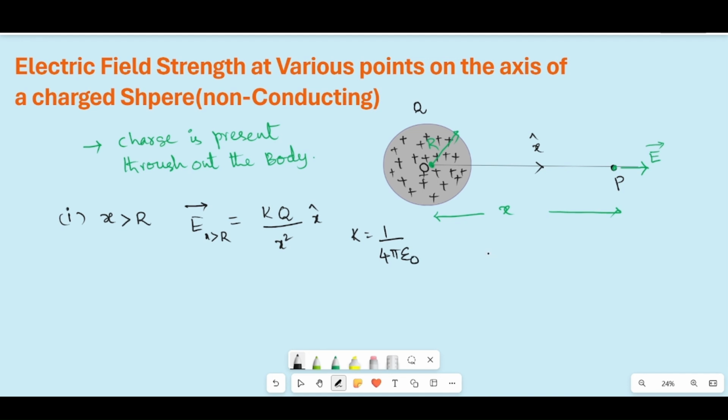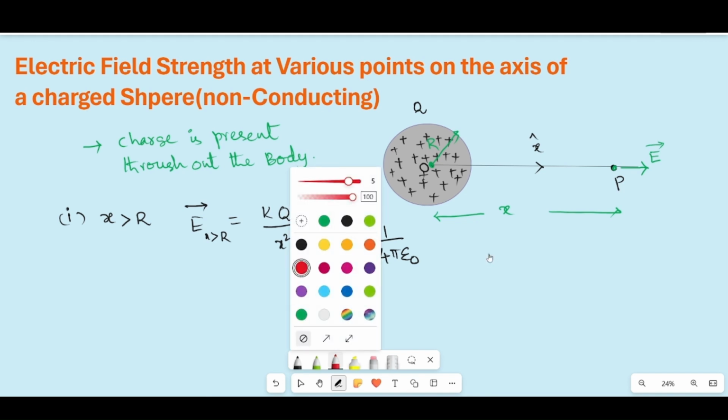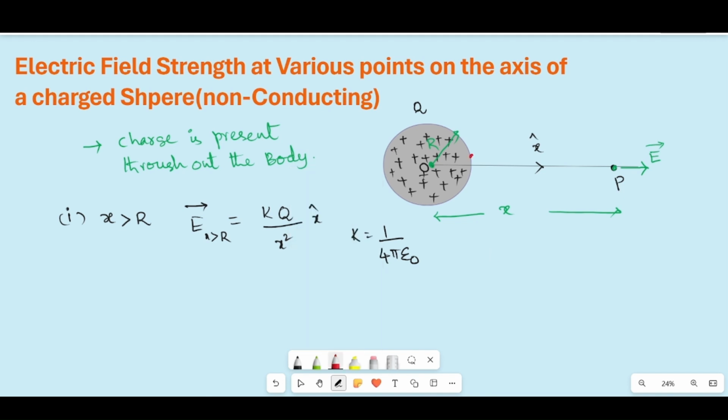For the second case, let us take the point P on the surface of the sphere, that is at a distance r. In this case also we can assume the same as in the first case. So here x is equal to r, therefore the electric field strength on the surface of the sphere is kq by r square. I take only the magnitude here.